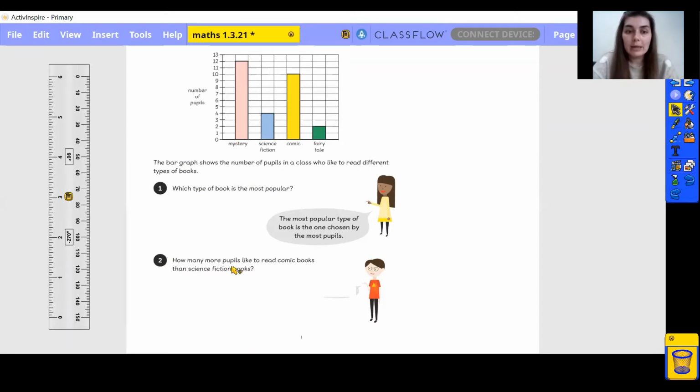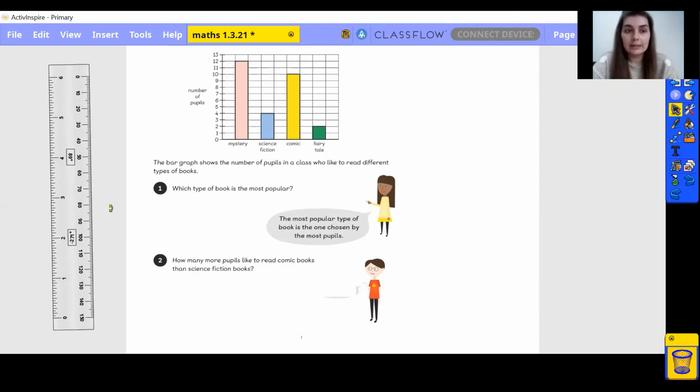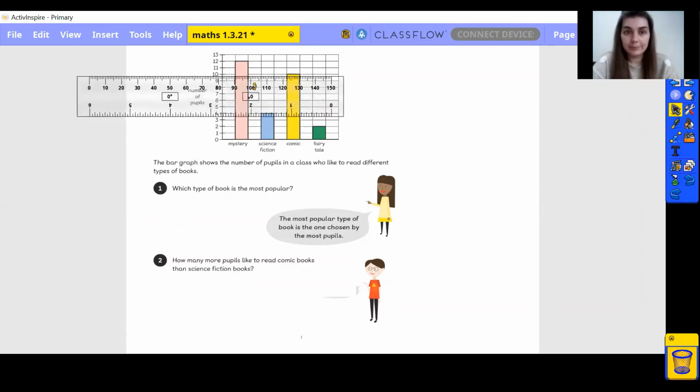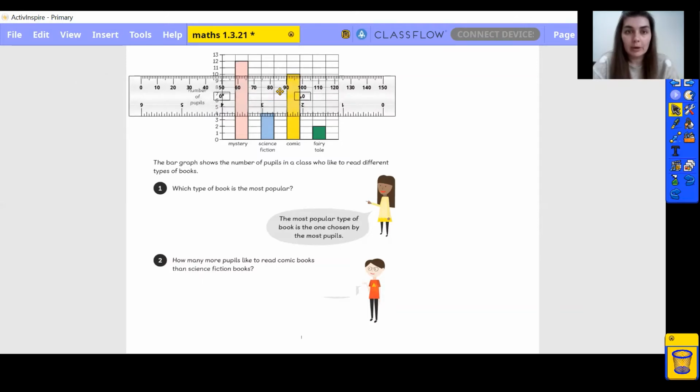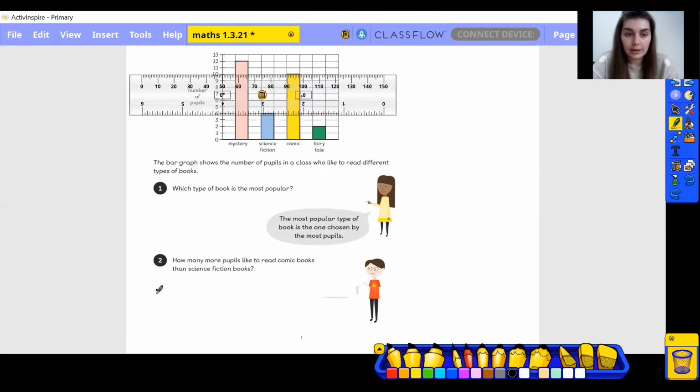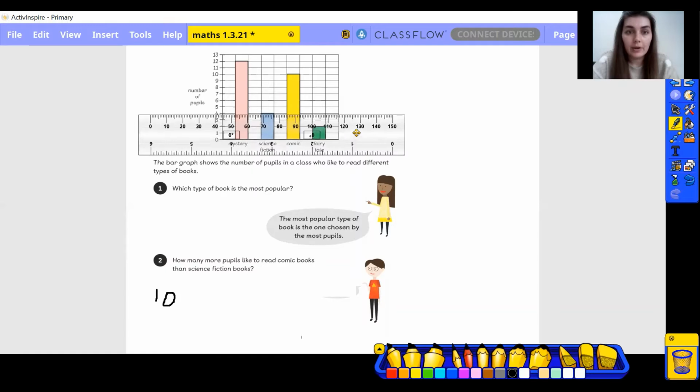Number 2, how many more pupils like to read comic books than science fiction books? So this question wants us to compare comic books and science fiction books. So to do that, I am going to line up my ruler with comic books. So comic books, there were 10 children that liked comic books. So just down here, I'm going to write 10. And science fiction books, we know that there were 4 children who liked science fiction books.